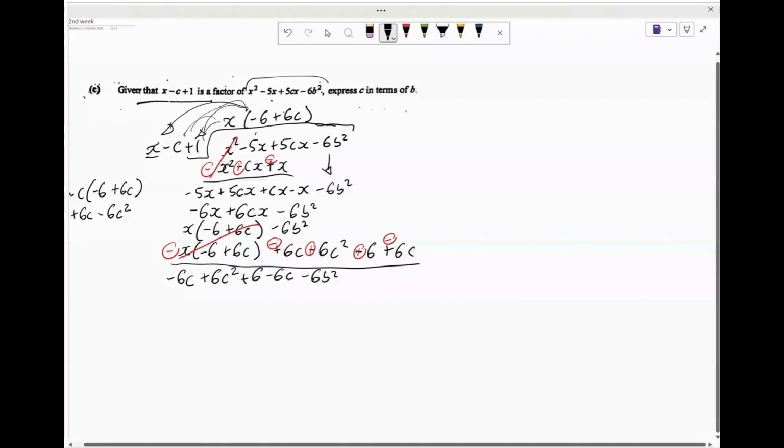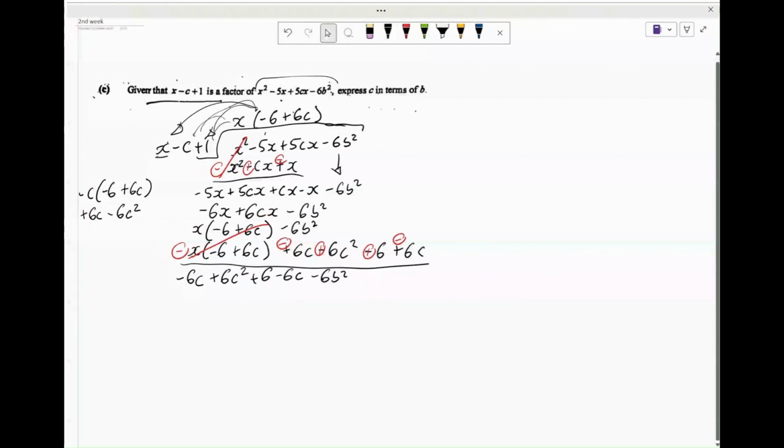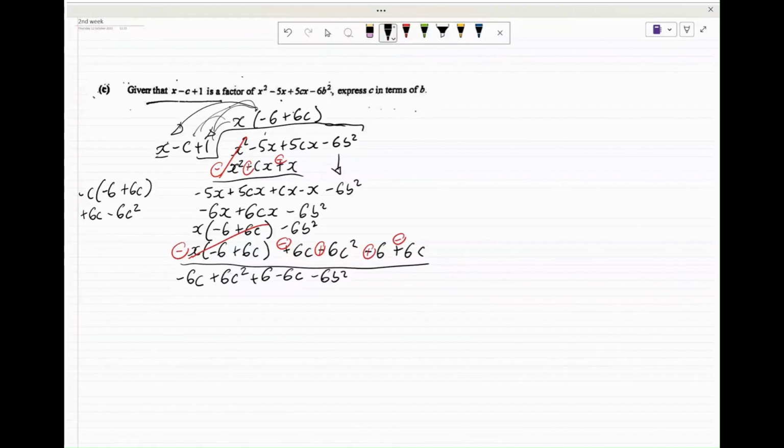So yeah, we've divided x minus c plus 1 into our expression, and we know that since it's a factor, and factors multiplied by each other give an expression, the reverse of that means factors divided into expressions give a remainder of 0. Basically, x minus c plus 1 we already told was a factor, and because we divided in evenly, this is also a factor. So these two multiplied together should give us back our original answer. But we know it divides in evenly, so we know all this remainder is actually equal to 0.